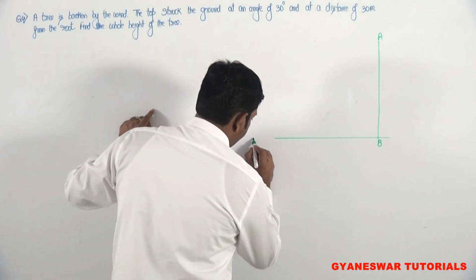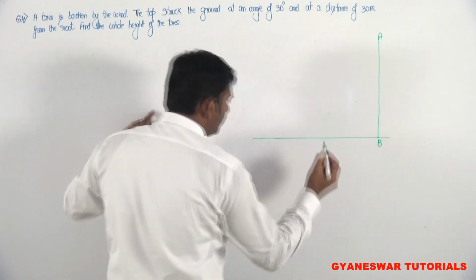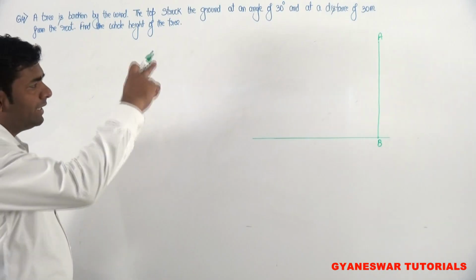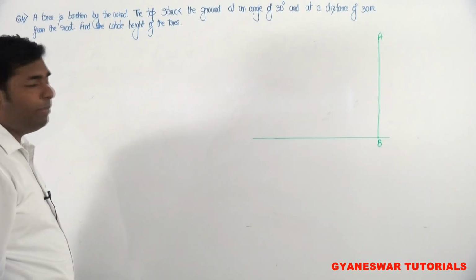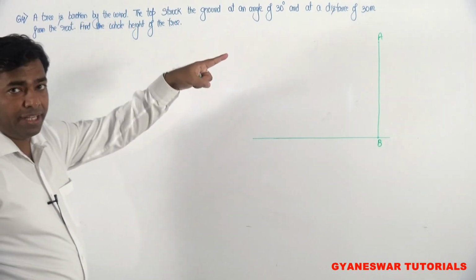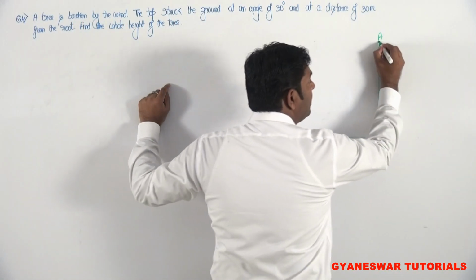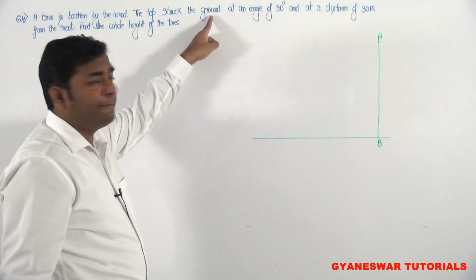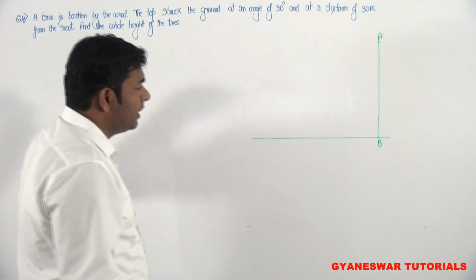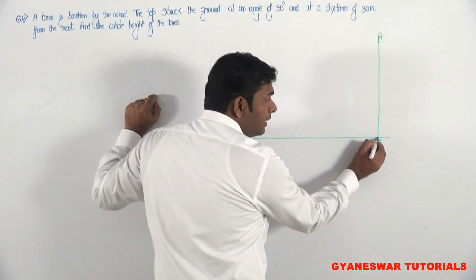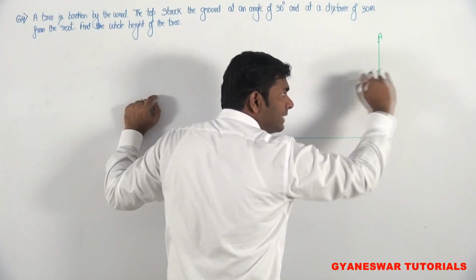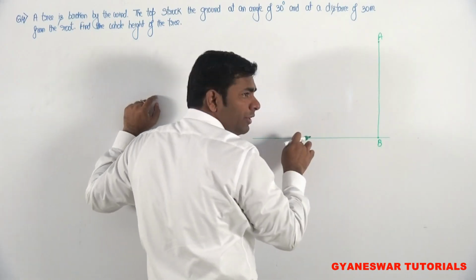This is the ground. On a horizontal ground, there is a tree AB. The tree is broken by the wind. This is the top of the tree and this is the root of the tree. The top of the tree struck the ground at an angle of 30 degrees and at a distance of 30 meters from the root. Due to the wind, it is broken somewhere and the top struck the ground somewhere here.